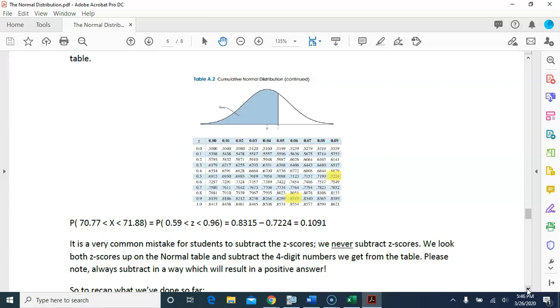A really common mistake when students are first learning about this is that they'll subtract the z-scores. We basically never subtract z-scores. We look up the z-scores on the table, and then the 4-digit numbers we get off of the table, we subtract.